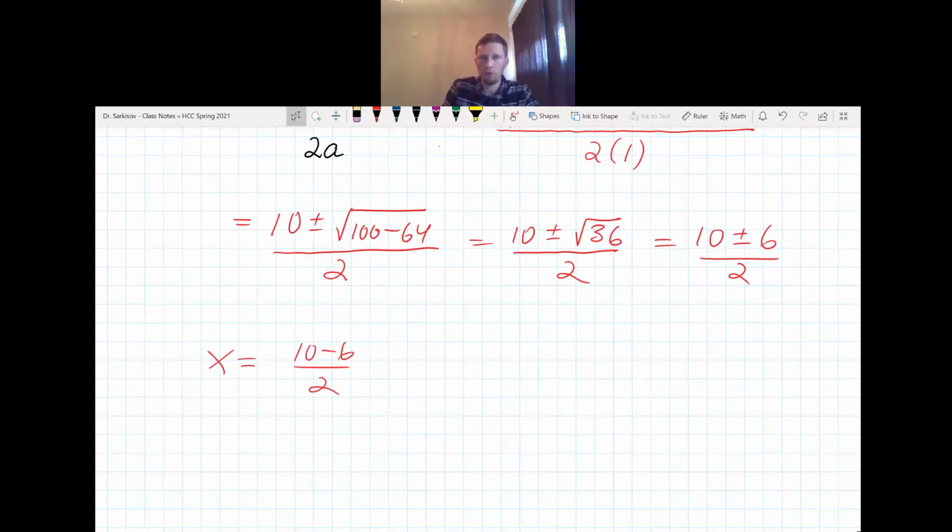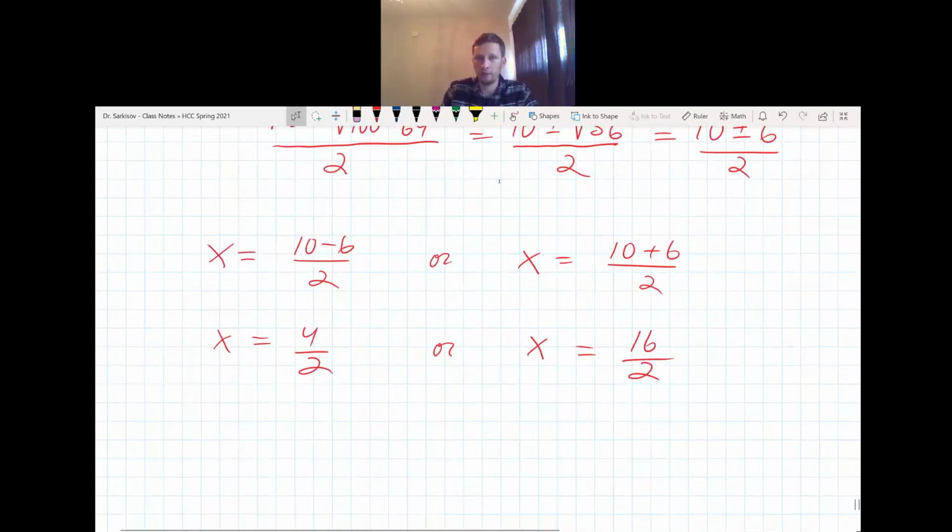So x is equal to 10 minus 6 over 2, or x is equal to 10 plus 6 over 2. Let's see what that is. That's equal to 4 over 2, or 16 over 2. What is 4 over 2? That's a 2. 16 over 2 is an 8. X is equal to 2, or x is equal to 8.